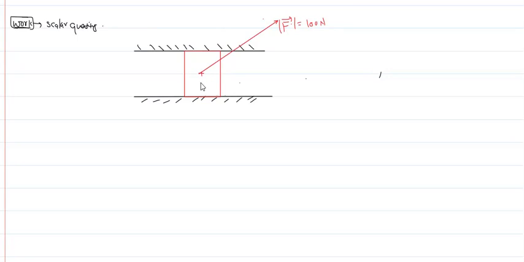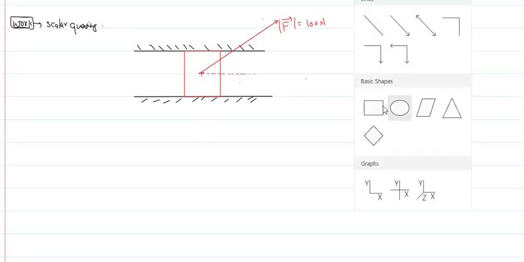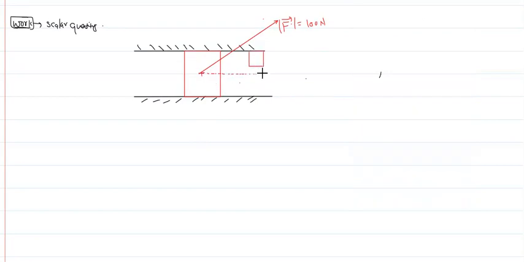This block will not go in the upward direction, and it does not come in the downward direction. So what happened? This block will move in this direction. Let's suppose the block moves from this position to this position. So this is your initial position, this is your final position.